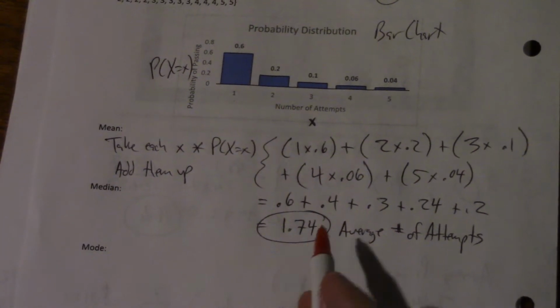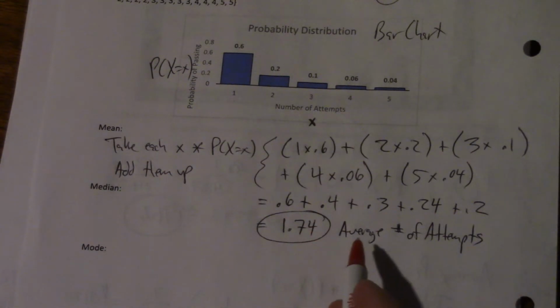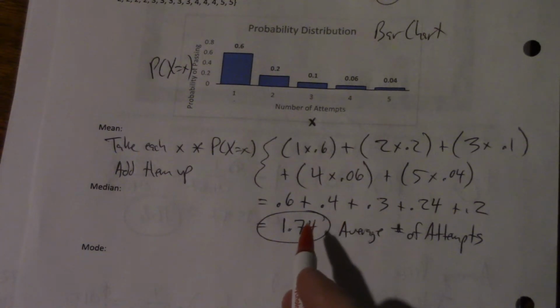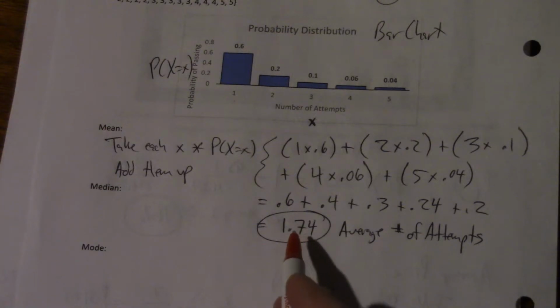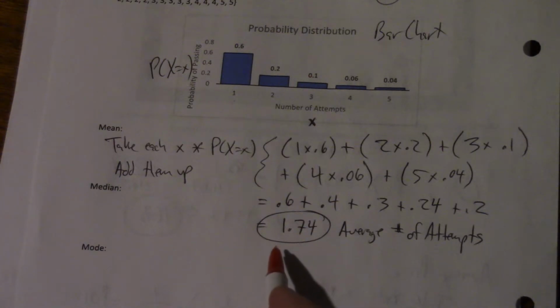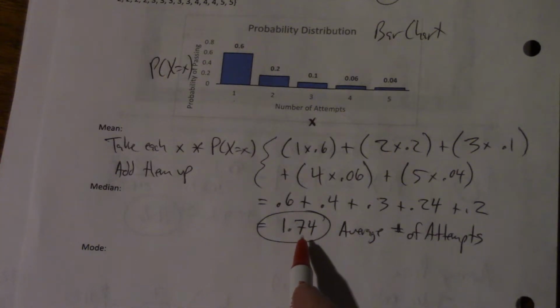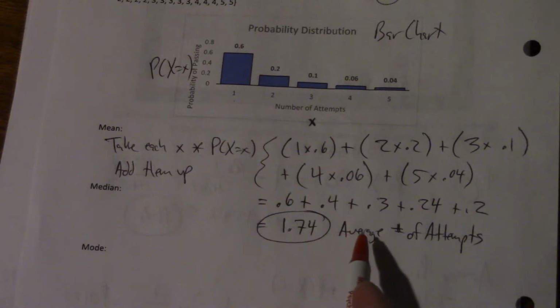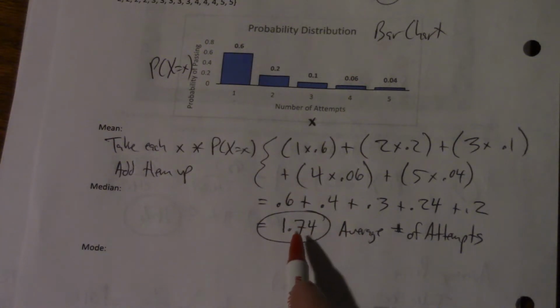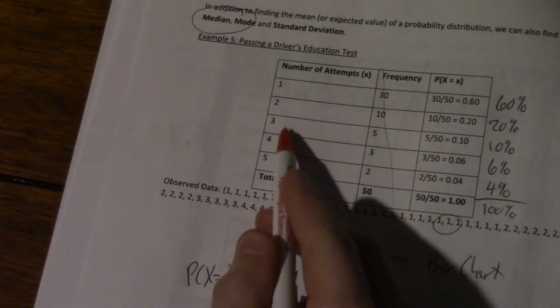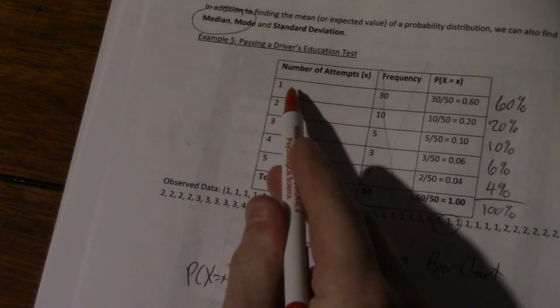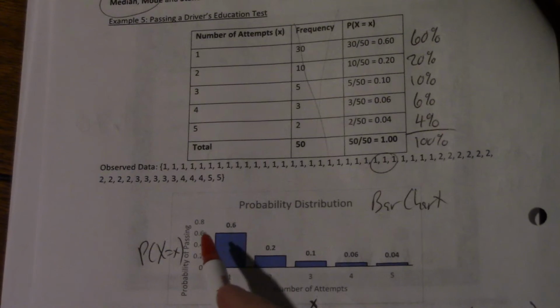And this might seem a little odd. This means on average, the students required 1.74 attempts to pass. What you'll recognize is that's not really a valid number of attempts. I can't take 1.74 tests. And that's okay. So the average does not have to be one of your x's. It does not have to be 1, 2, 3, 4, 5 in this example.